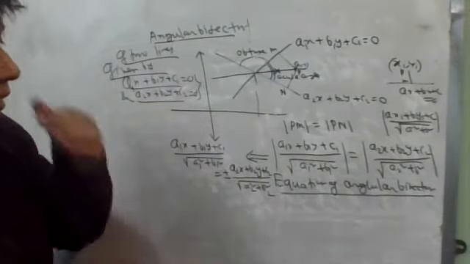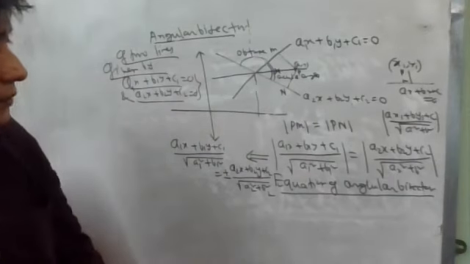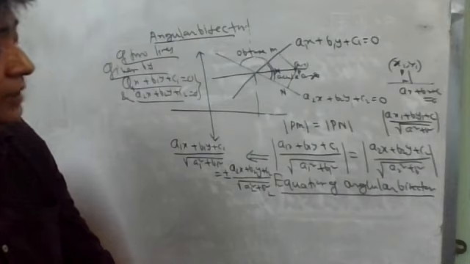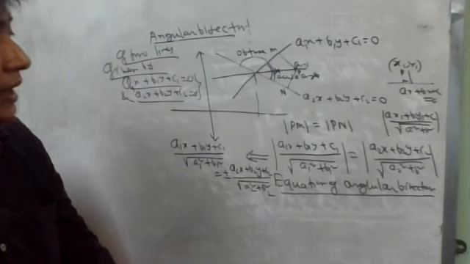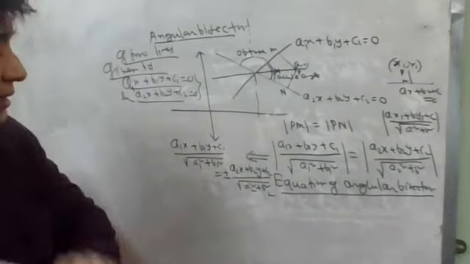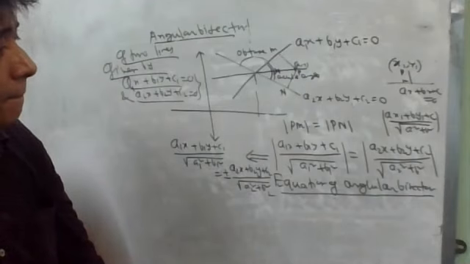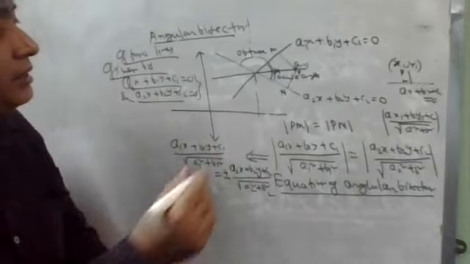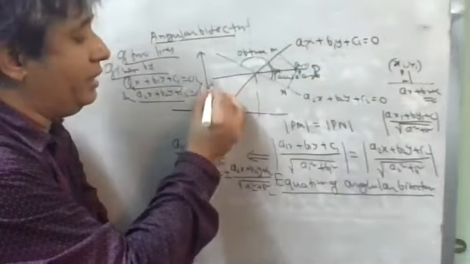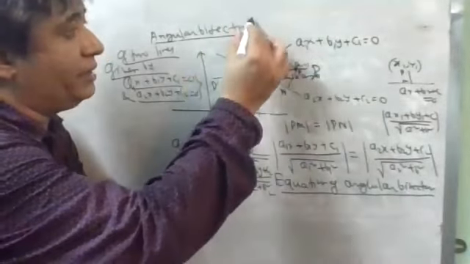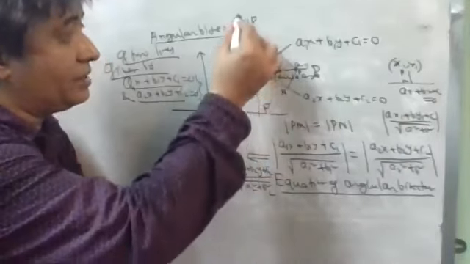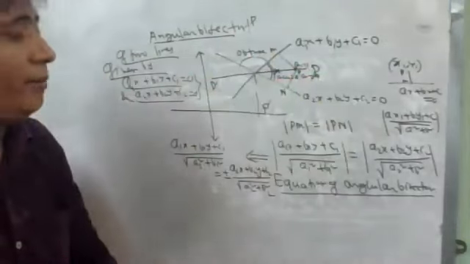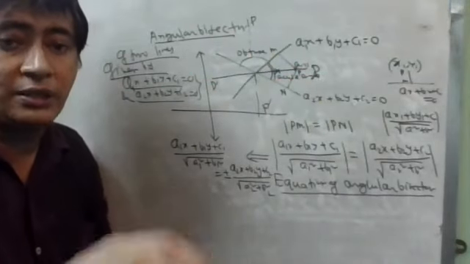Now you do one thing. You take one point, say (x1, y1), on this line. So let us take this thing as d dash, and that is p dash. Obtuse angle bisector is p dash, acute angle bisector is d dash. Okay.